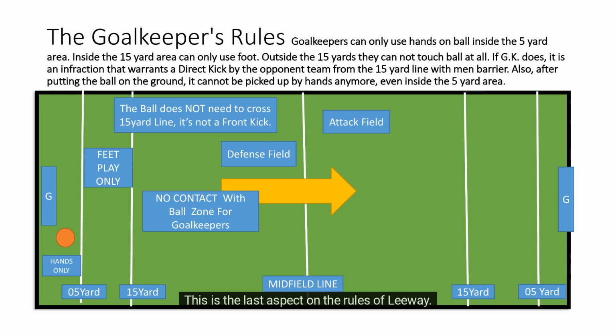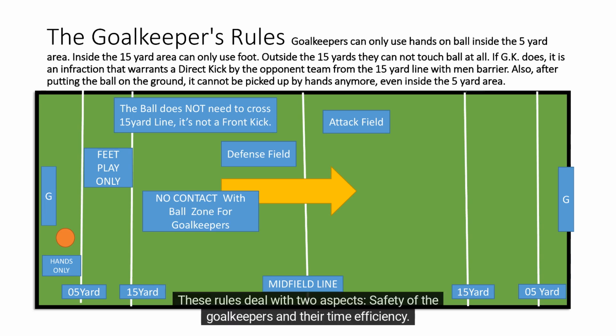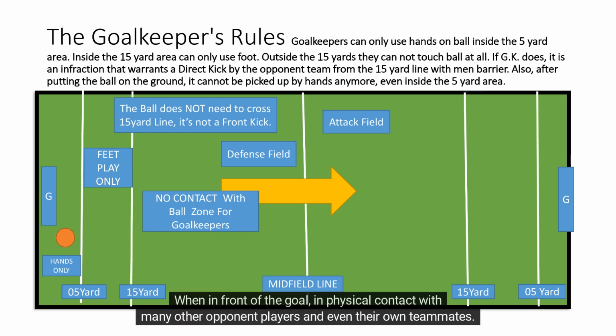This is the last aspect on the rules of Leeway. Here I am going to talk about the rules for goalkeepers. These rules deal with 2 aspects: safety of the goalkeepers and their time efficiency. As for safety, we know that goalkeepers get injured in 2 situations while playing. When in front of the goal, in physical contact with many other opponent players and even their own teammates.